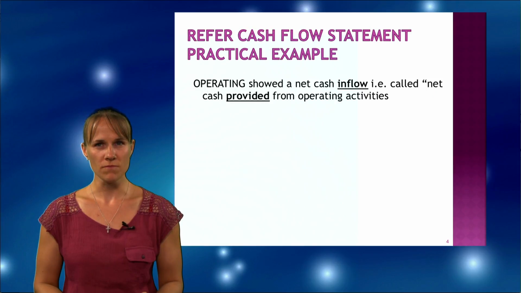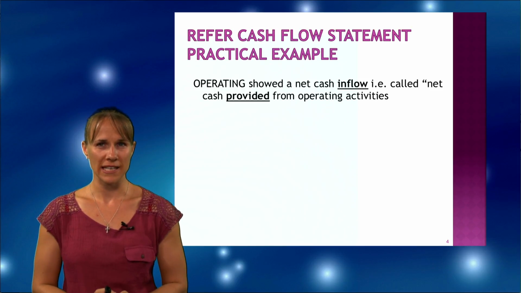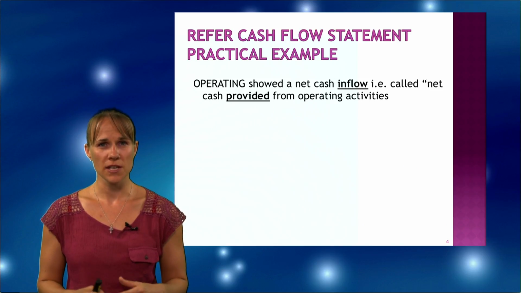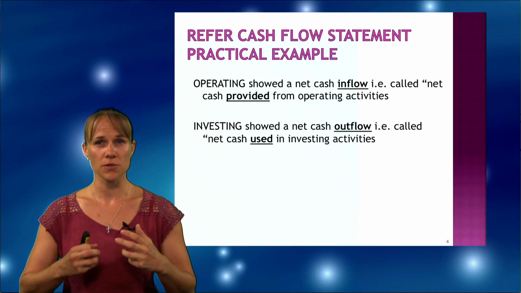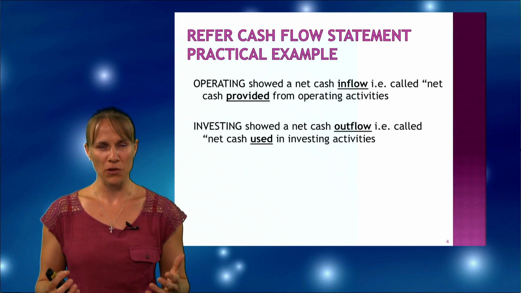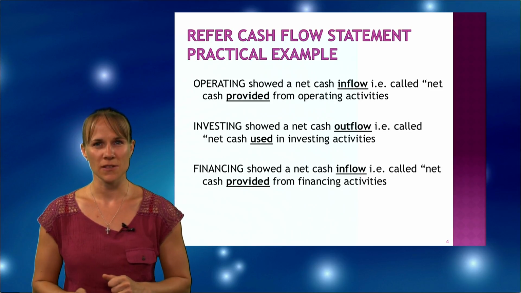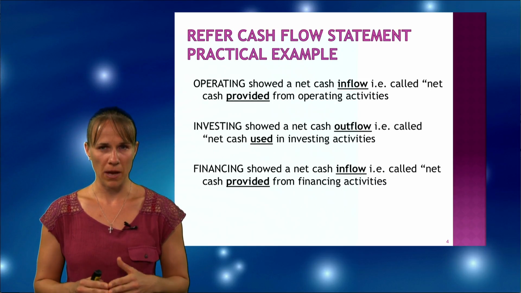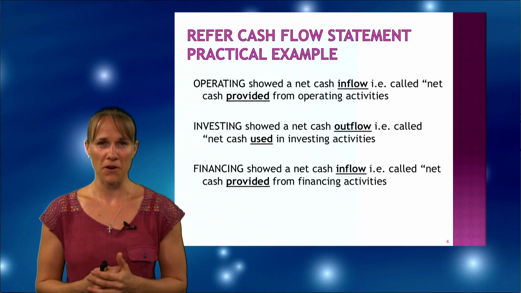So if you have a quick look back to the practical example that you've just completed in the previous video, we have a look at operating activities. Operating activities showed a net cash inflow. In other words, net cash provided from operating activities. Our investing activities showed an overall net cash outflow, and we called that net cash used in investing activities. And then lastly, our financing activities showed a net cash inflow, and we call that net cash provided by financing activities.